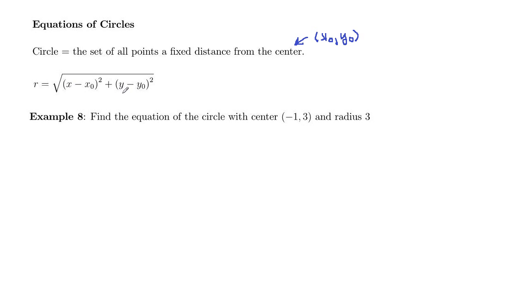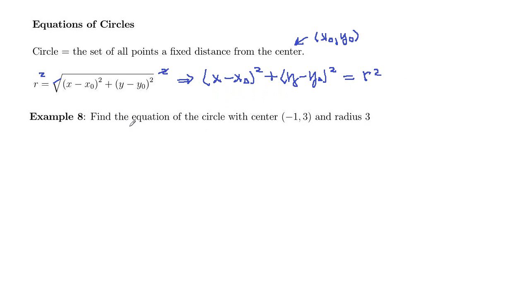and I did the distance formula between x0, y0, set it equal to the radius. So then if you square both sides of this equation, the square and the square root cancel out on the right, and you get x minus x0 squared plus y minus y0 squared is equal to r squared. And that's our equation in standard form for a circle.